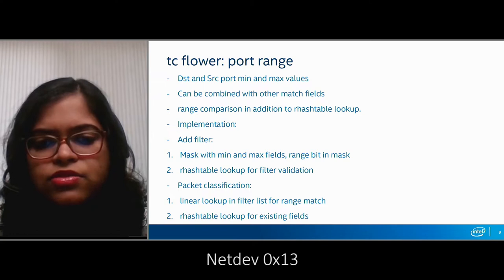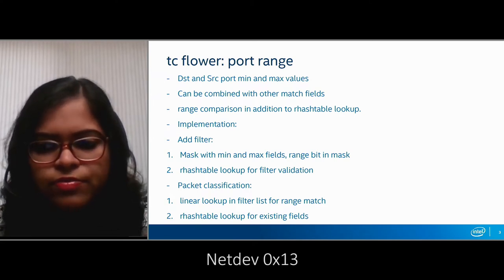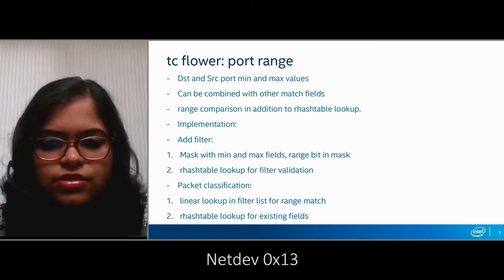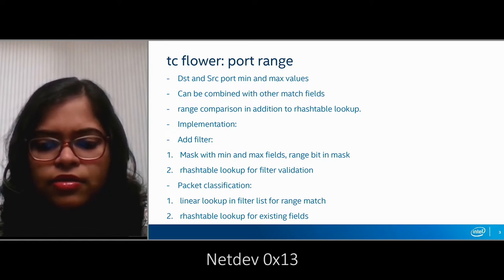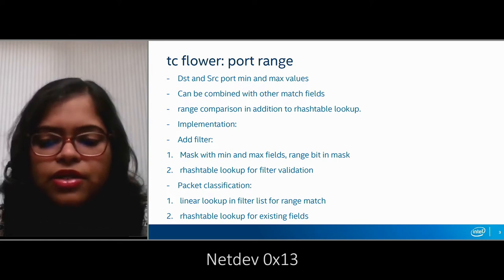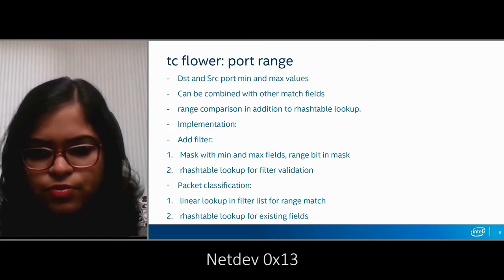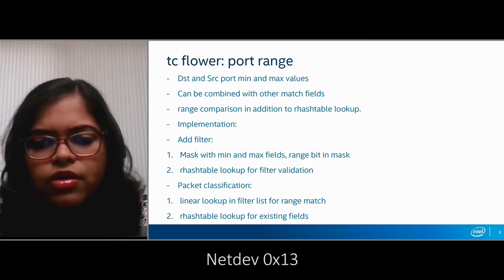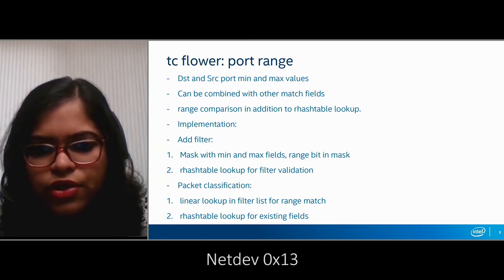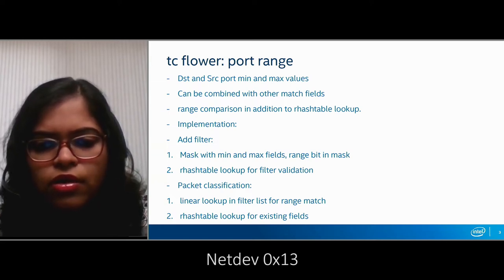But in software, this is less performant because there's just a linear search in the filter list. And software eMatch uses tree-based searches, which is more performant. But this method scales from a hardware offload point of view. So in the next slide, I have an example.